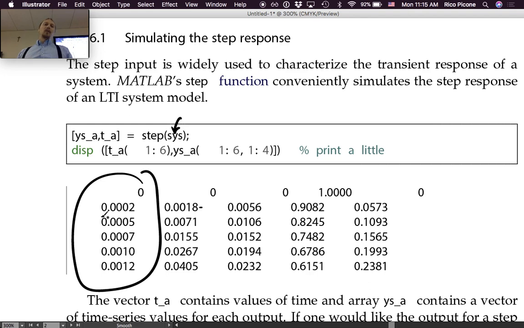So at 0.0002, the first of our outputs has a value of 0.0018. The second of our outputs has this value, etc. Okay? So at each time step, we have a different value. So these are like y1, whatever that is, y2.